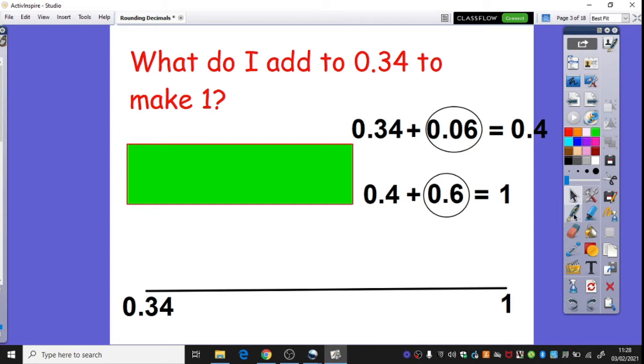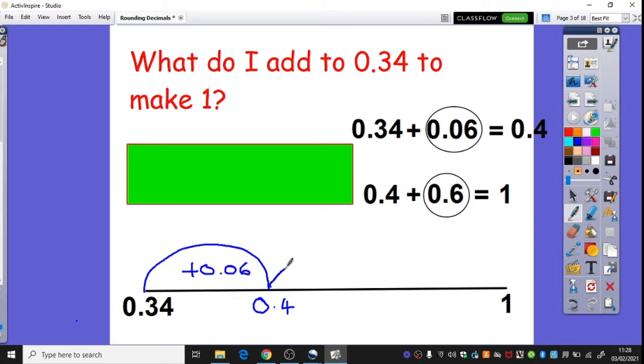So we're going to begin on the number line again today, and before we worry about getting to that whole number, we're going to want to think about getting to the next 10, which is 0.4. And we need to add here 0.06. We need to add 6 hundredths to get to the next tenth, which is 0.4.